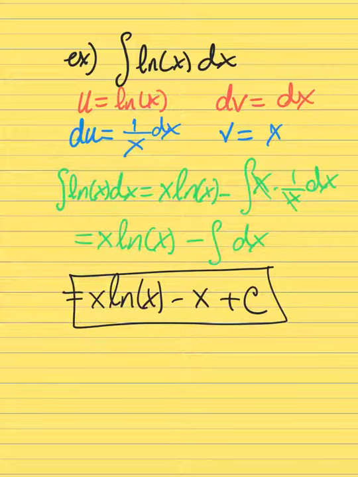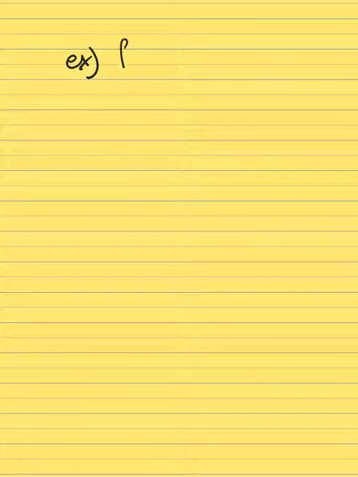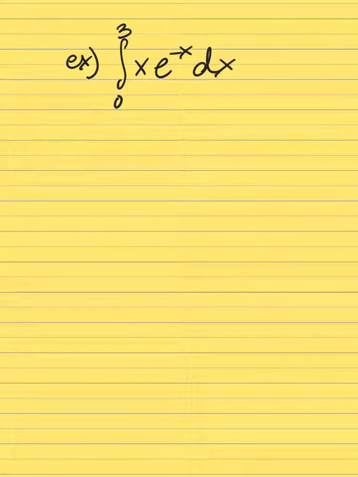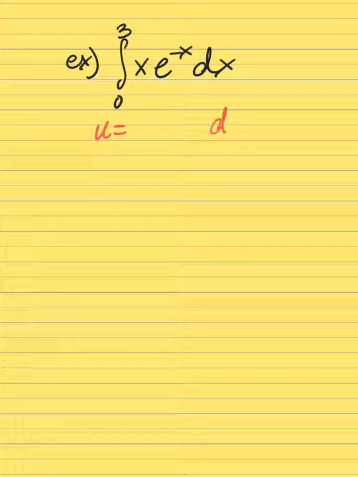All right, let's do another one. This one, let's add limits to it. All right. So again, I see two things getting multiplied here. Can't do a u substitution. So that means I've got to figure out a u, and I've got to figure out a dv.